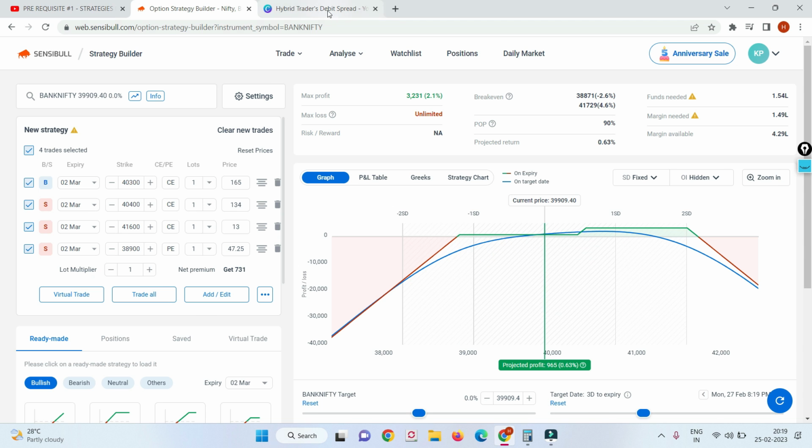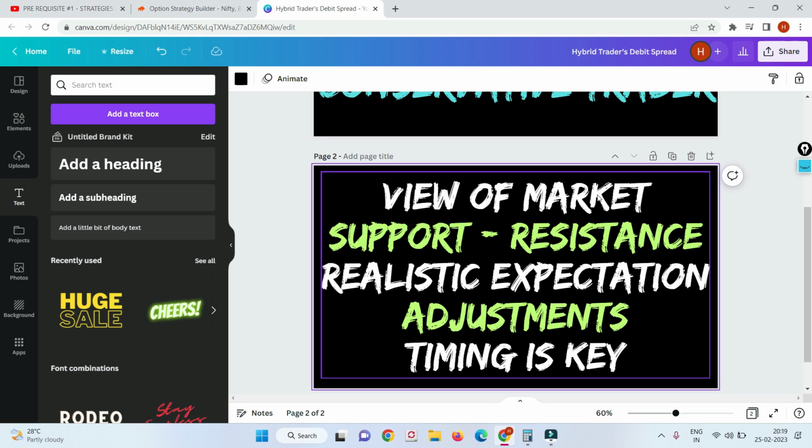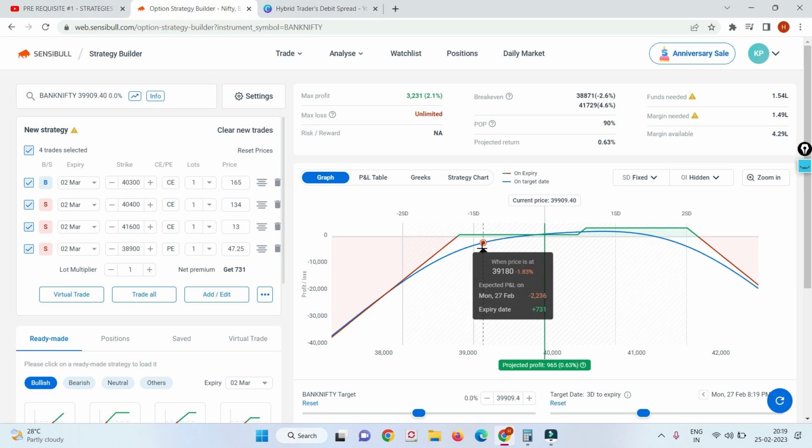So end of the day, what did I say? View of the market is a must, support and resistance is a must, your realistic expectation, adjustments, whatever we are saying, and timing is the key. Now you have to decide when exactly you want to do the adjustments.